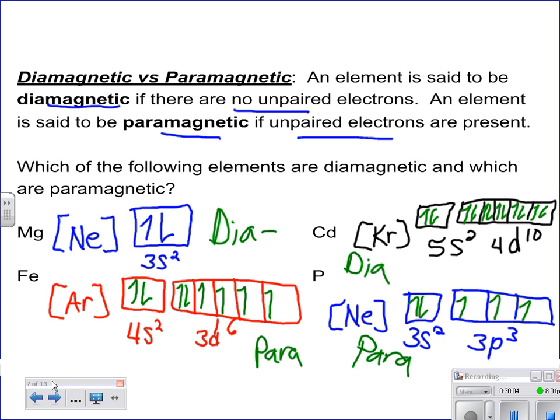Okay, I think there's going to be a separate video for colored metal ion solutions, Lewis dots, and exceptions to electron configuration.